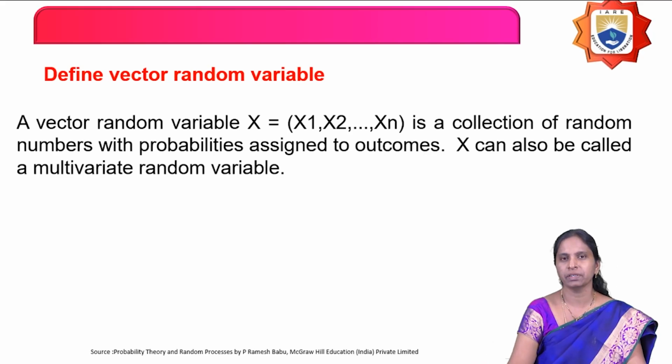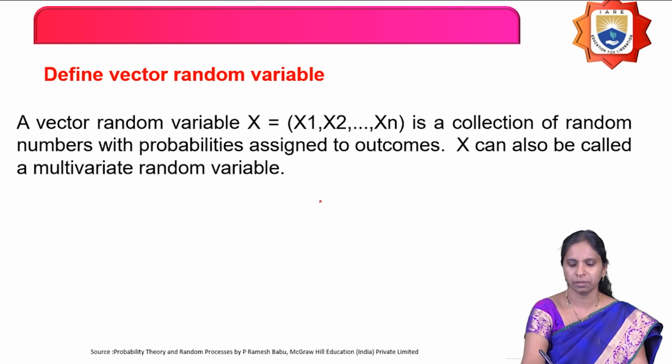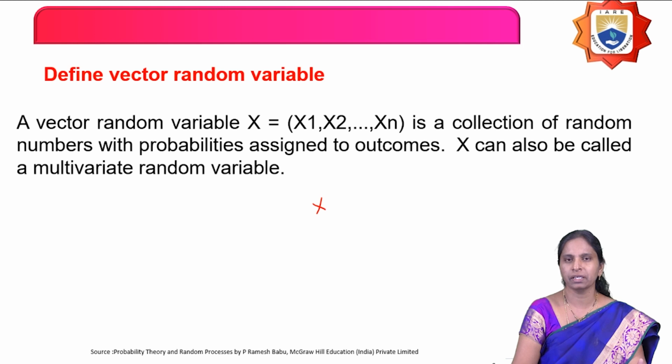So, what is a random variable? A random variable is generated by capital X. A random variable is nothing but assigning a real number to the outcome of an experiment. That is nothing but a random variable.